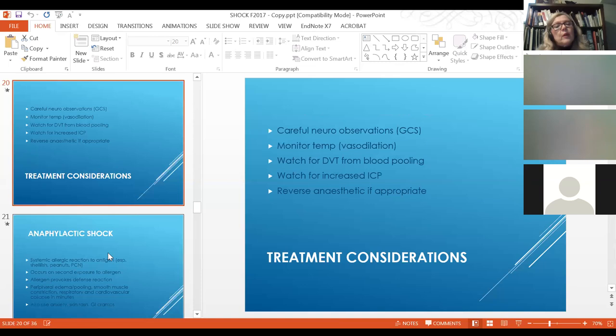Remember that signs of increasing intracranial pressure include changes in the level of consciousness. You're going to get that widening of the pulse pressure as the heart rate trends down. You get that bradycardia. If this is due to an anesthetic agent, then reverse the anesthetic if appropriate.